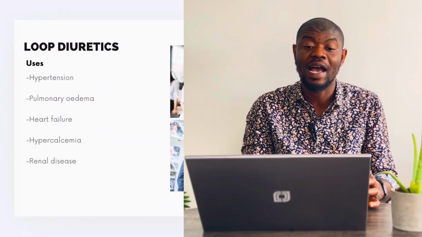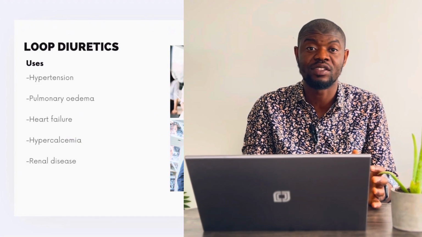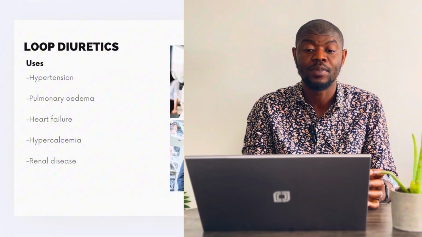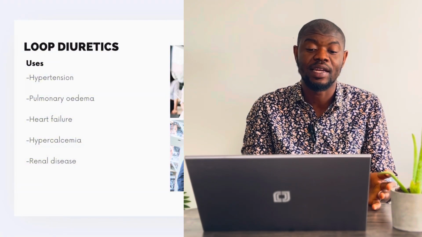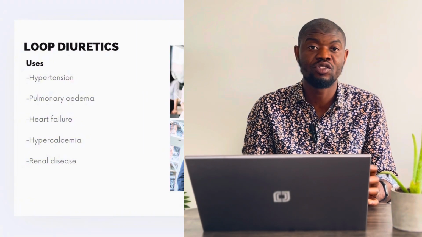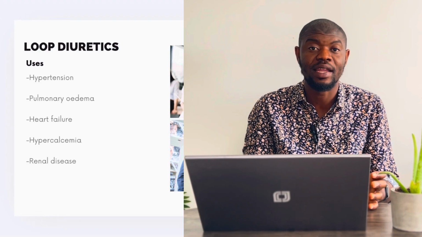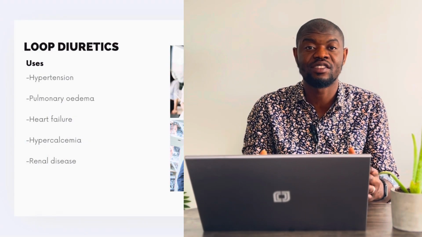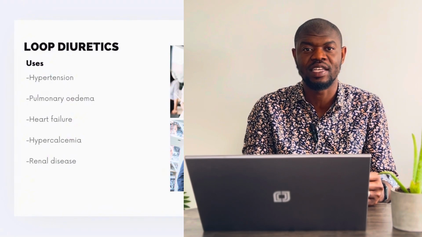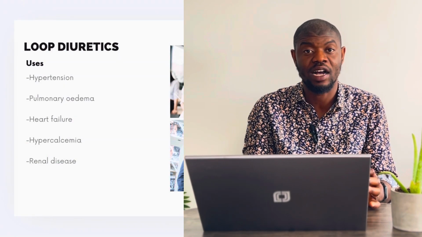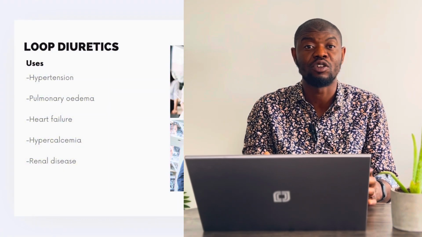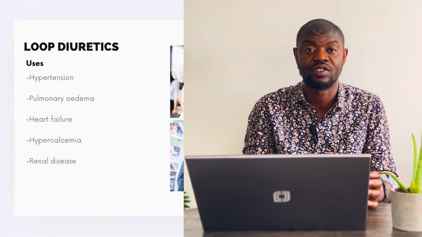Loop diuretics are mainly used in patients who have hypertension, pulmonary edema, heart failure, hypercalcemia, and renal disease. Now, it is used in patients who have hypercalcemia because we said that it increases your secretion of calcium. So it helps the body to get rid of calcium more.